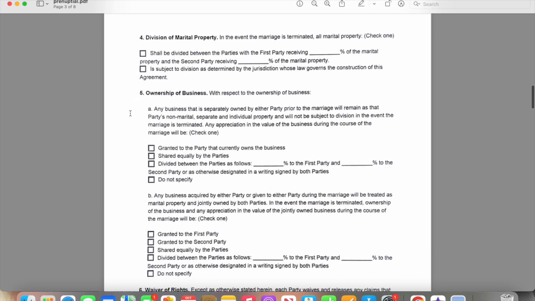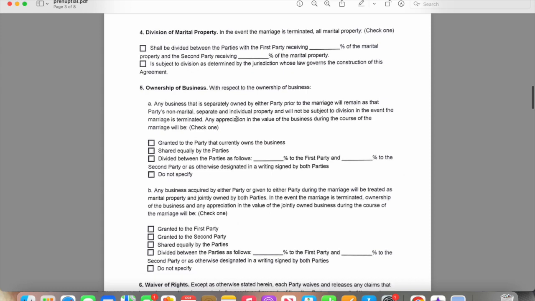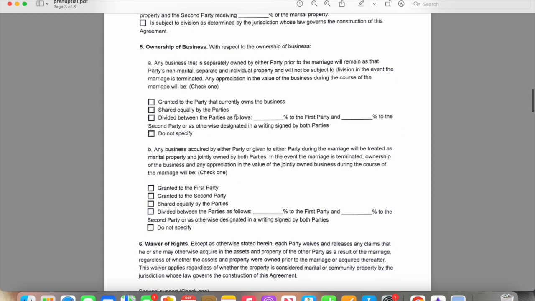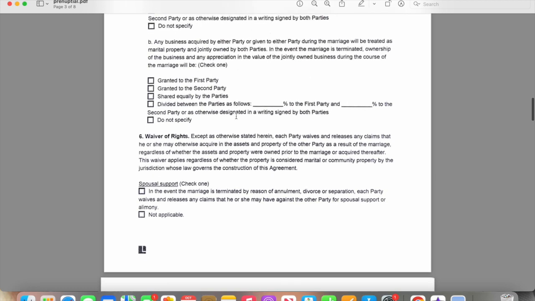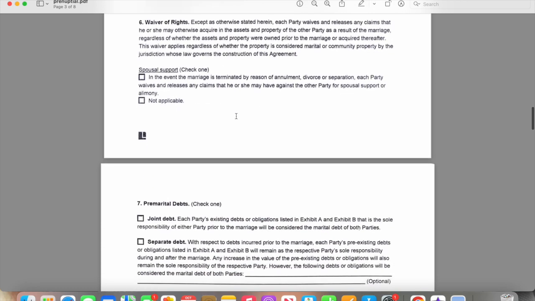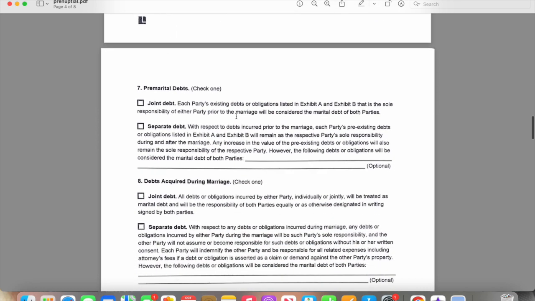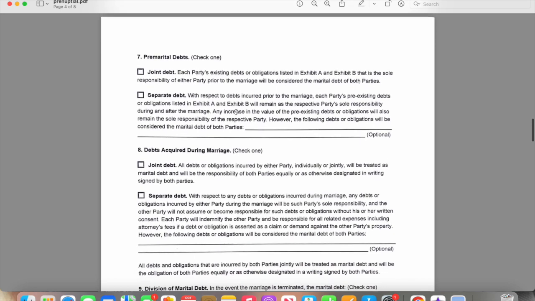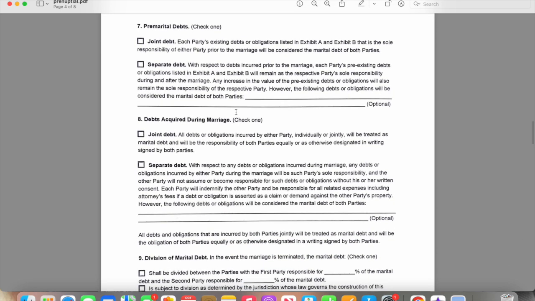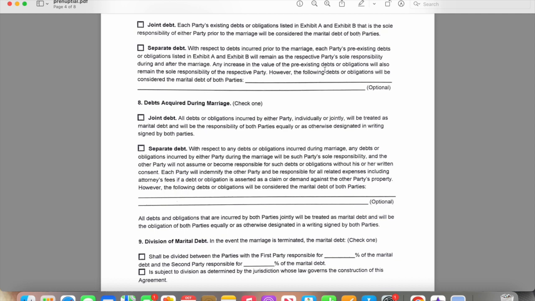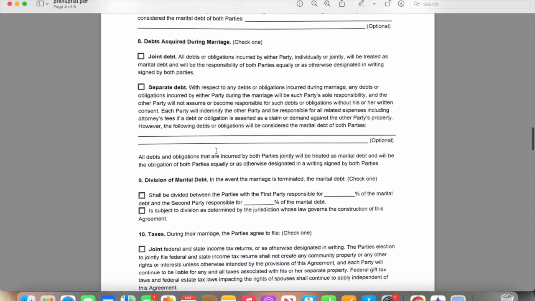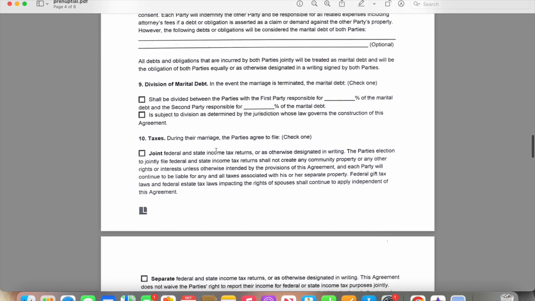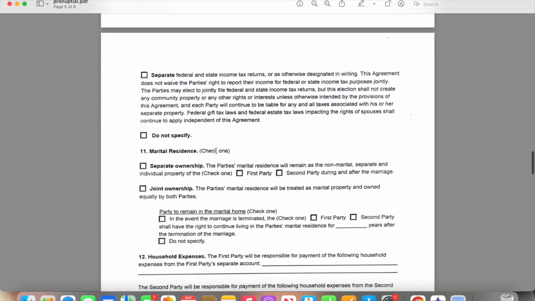And then this here is basically just their wishes on marital property and percentages. And basically, this is all their choices. This is basically nothing to do with you. This is them deciding. And this is just basically about their debts, acquired during marriage, after marriage, and what their wishes are.